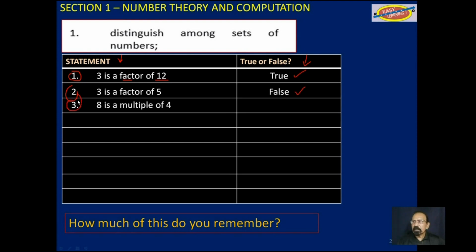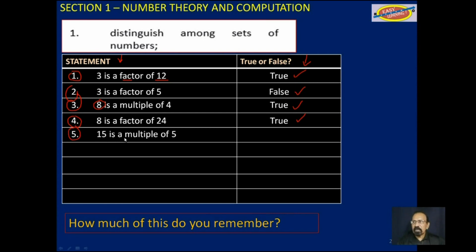Third statement: 8 is a multiple of 4. If you multiply 4 by another number, will you get 8? And the answer is yes. You multiply 4 by 2, you get 8. So that is true. Statement 4. 8 is a factor of 24. Can we divide 24 by 8 without a remainder? And the answer is yes. So that is true.